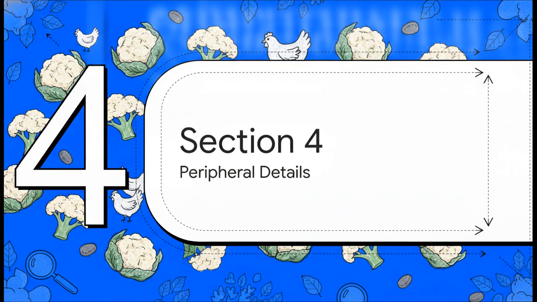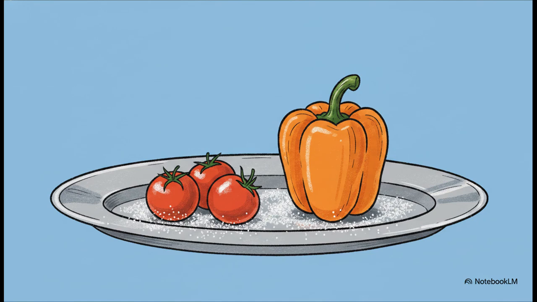Next up, Section 4, Environmental and Peripheral Details. Let's look at the context. I need you to take a mental screenshot of this checklist right now, because you will absolutely be tested on the exact garnish elements and background colors. We've got a gray or silver metallic platter as the foundation, exactly 3 red cherry tomatoes, 1 small orange bell pepper, some scattered white powdery dusting on the platter, and the whole shebang is set against a solid light blue background.